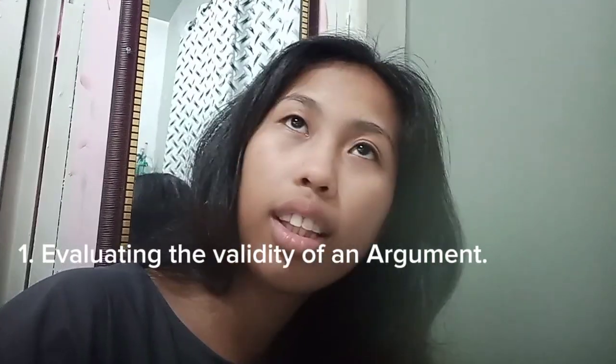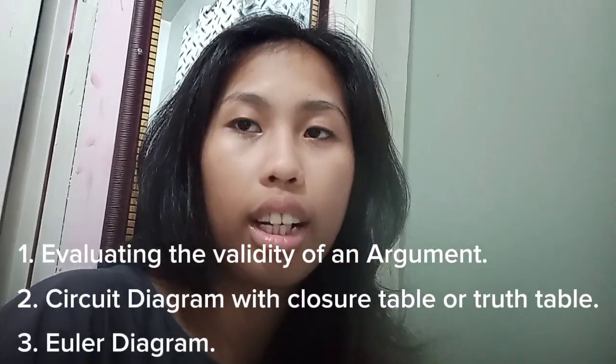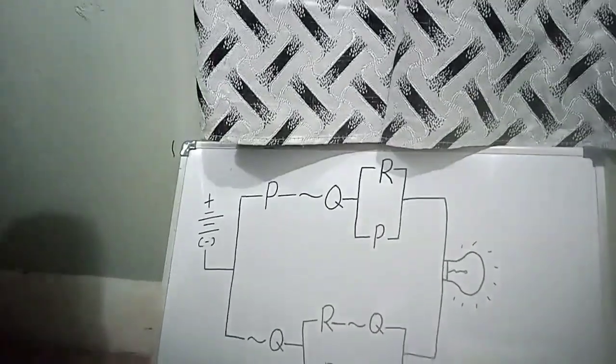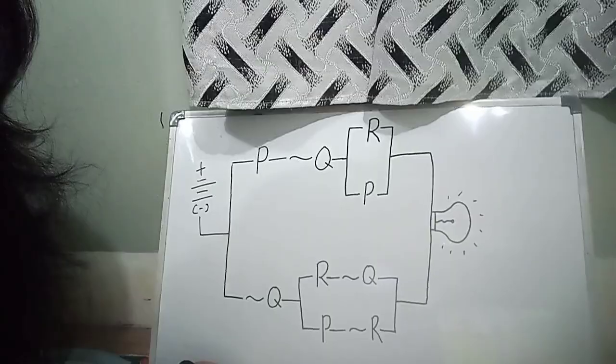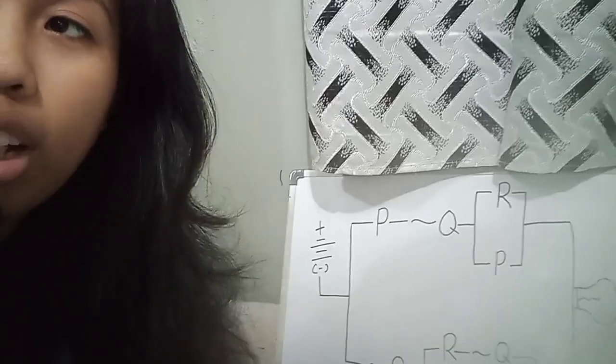So today I will tackle three different discussions: the validity of the argument, the circuit diagram, and the Euler diagram. First, I will start with the circuit diagram. I already wrote the problem that I made myself. I made nine switches: one, two, three, four, five, six, seven, eight, nine. So let's solve them together.